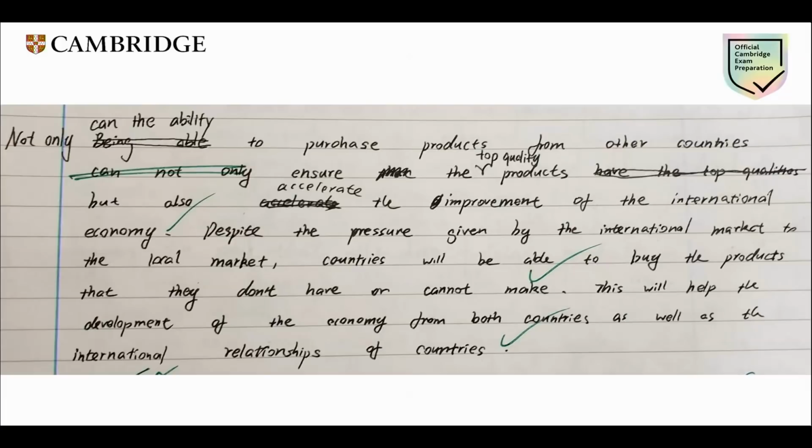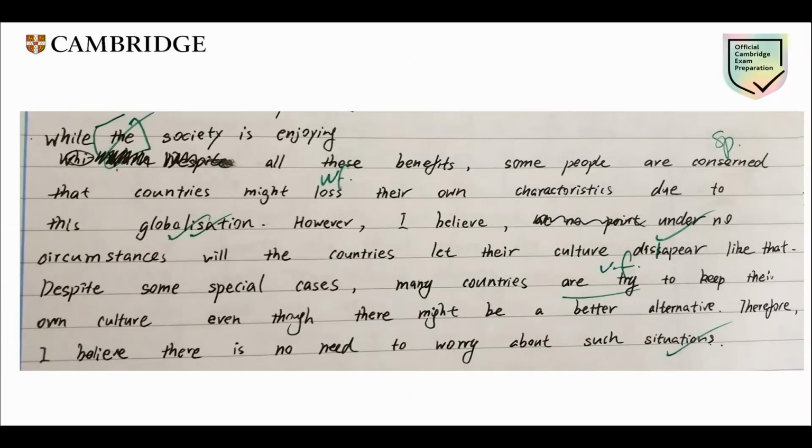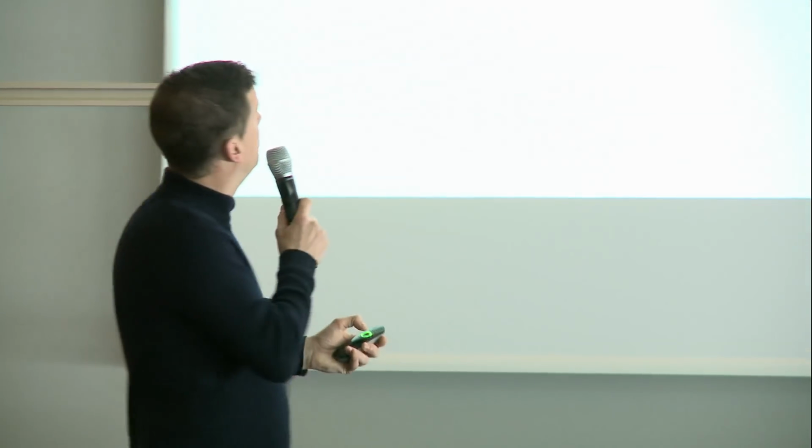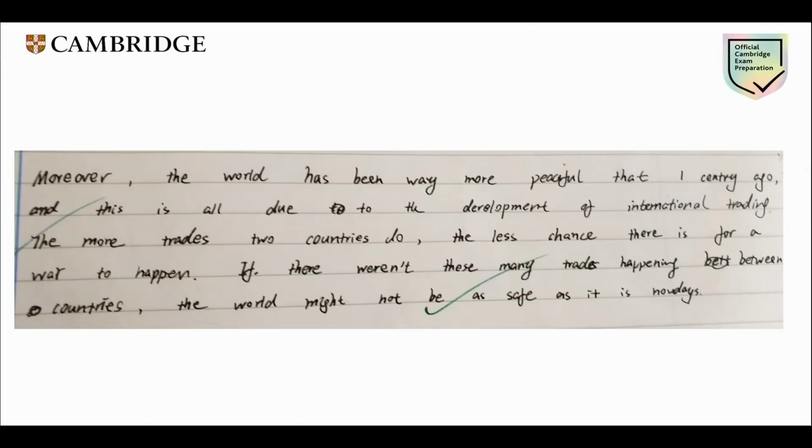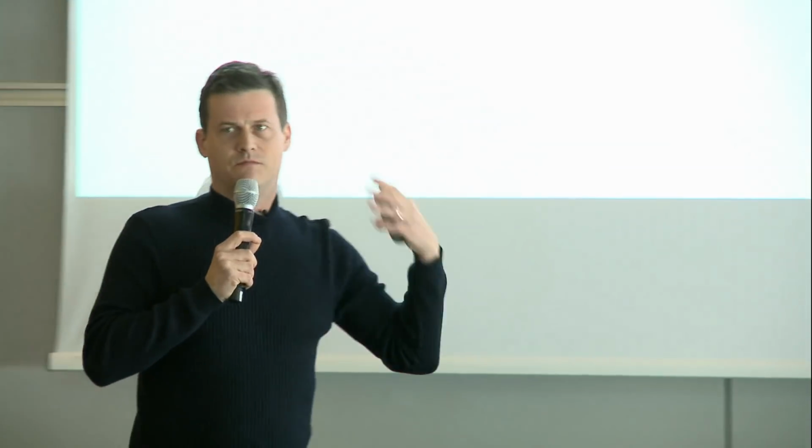Okay, we've got a despite clause there. That's a nice despite clause, isn't it? While society is enjoying all these benefits, some people are concerned that countries might lose their own characteristics. Despite some special cases. Wow. He's taken it up a notch. He has taken this up a notch here. The more trades two countries do, the less chance there is for a war to happen. He's gone a bit off topic there. And that's the thing. That's where you go, no, rein it in. But he's using some really nice language.